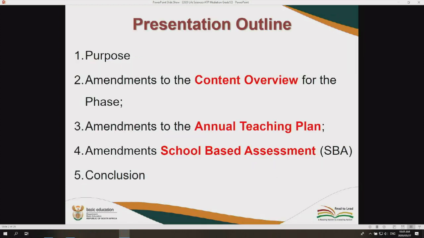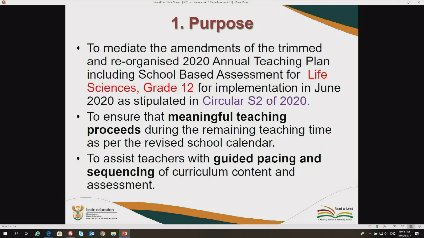The purpose of this presentation is to look at the content overview for the phase. That means grade 10, 11 and 12 life sciences. We have to look at the decided amendments to the annual teaching plan, and then also the decided school-based assessment changes, in other words, amendments of school-based assessment for the rest of 2020 in life sciences grade 12.